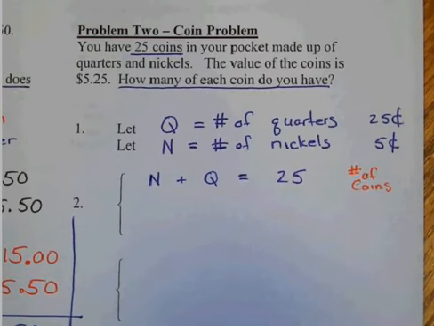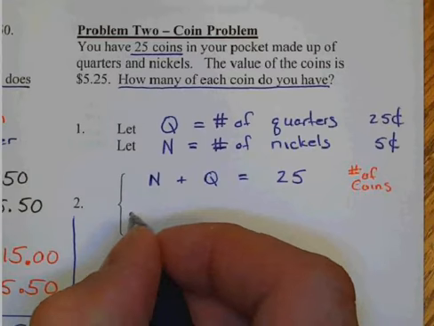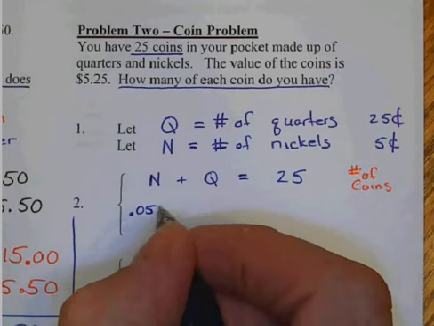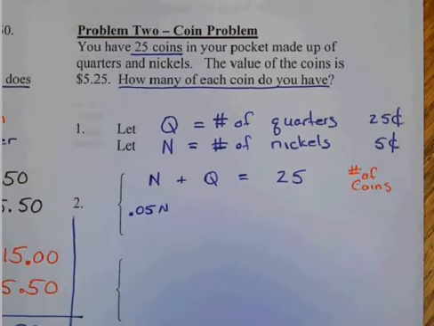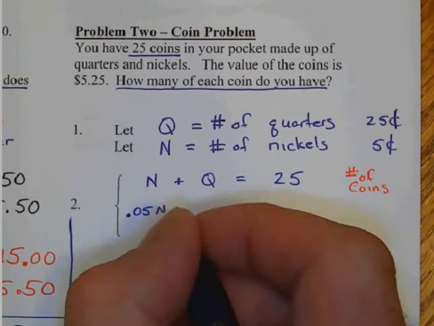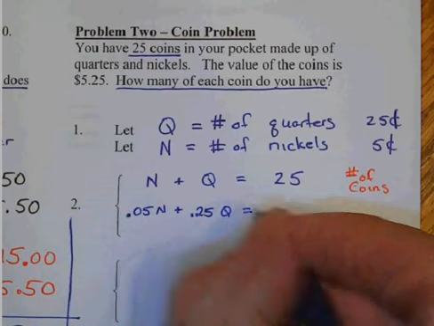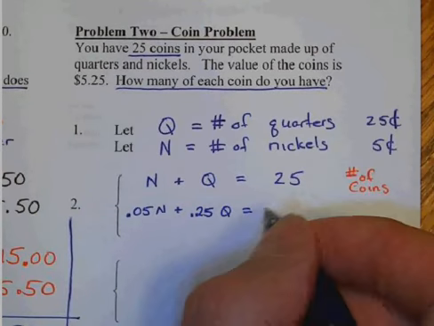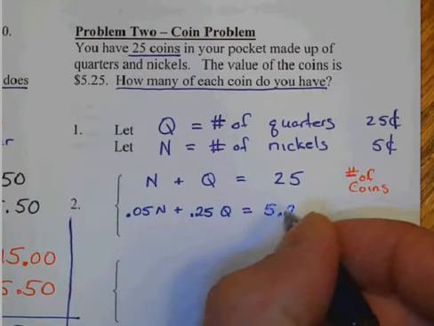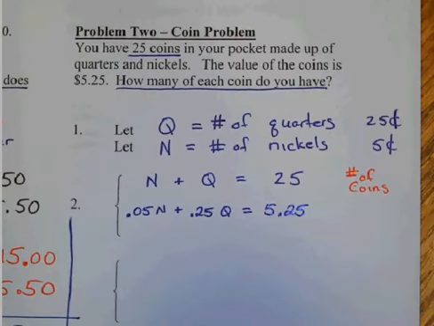Our second equation is going to have to do with the value of the coins. A nickel is worth 5 cents. So 5 cents times N plus 25 cents times Q equals the amount of money that we have, $5.25. So this is the value equation.